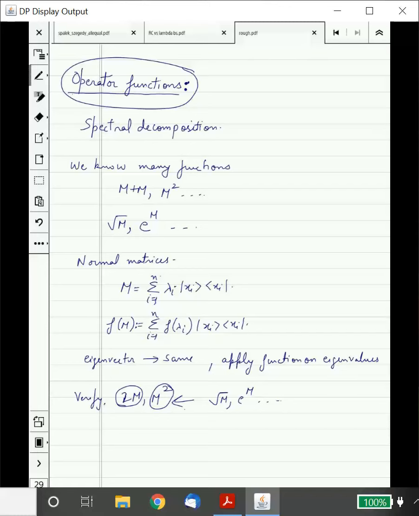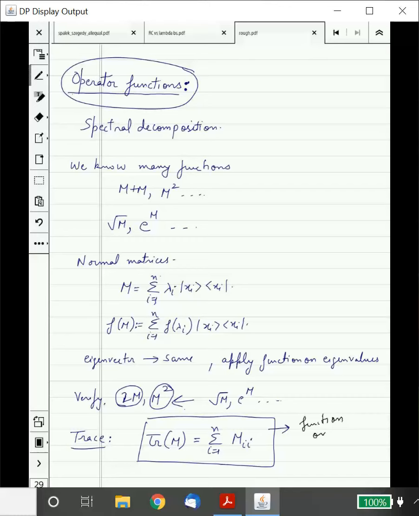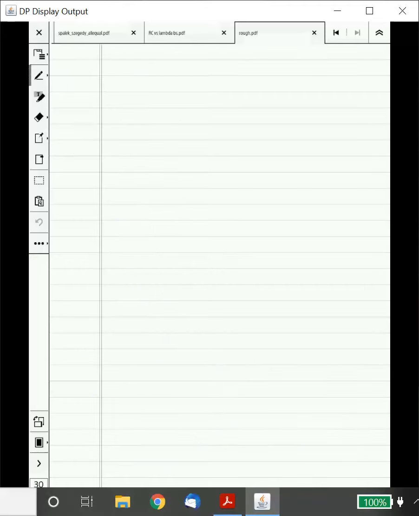One of the operator functions is known as trace. You might have heard of it. It is defined as the sum of the diagonal entries of the matrix. At this point, this is a function on matrices and not on linear operators, because this definition depends upon the representation. It is not clear that if I look at a different representation or at a different basis, trace would remain the same. We will once again take help of spectral decomposition.